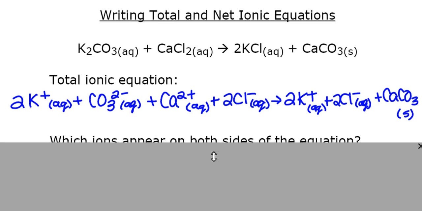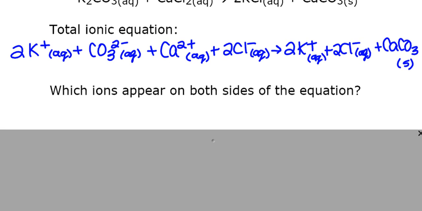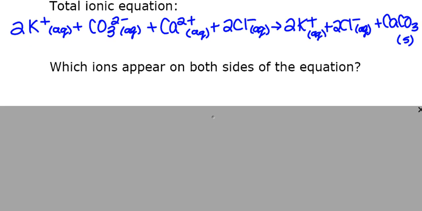Now, if we take a closer look at this equation, you'll notice that there are some ions that appear on both sides of the equation. So take a look and see, are there any ions that are common to both sides of the equation? What you should see is that there are two. Over here we've got potassium, and over here we've got potassium. And you'll notice they're in the same amounts. That should happen if they're on both sides of the equation for a total ionic equation. So make sure that you notice the amounts are the same as well.